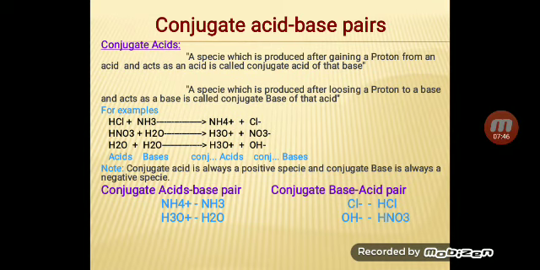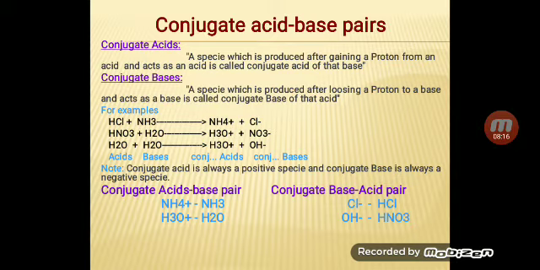Now, conjugate acid-base pairs. First of all, we should know about the conjugate acid and conjugate base. A conjugate acid is a species which is produced after gaining a proton from an acid and acts as an acid; it is called the conjugate acid of that base. While a conjugate base is a species which is produced after losing a proton to a base and acts as a base; it is called the conjugate base of that acid.